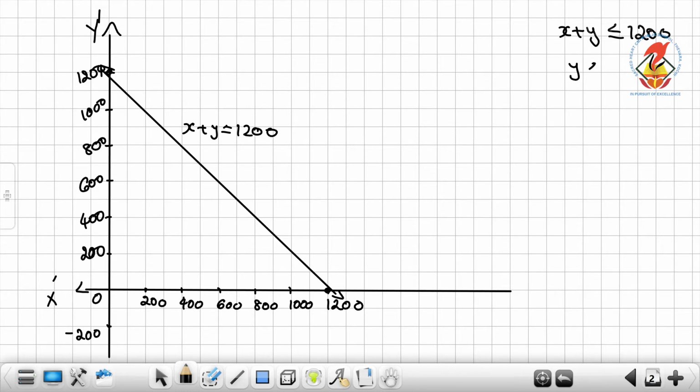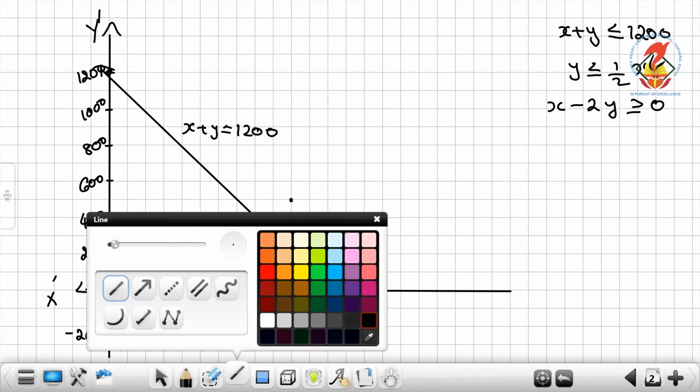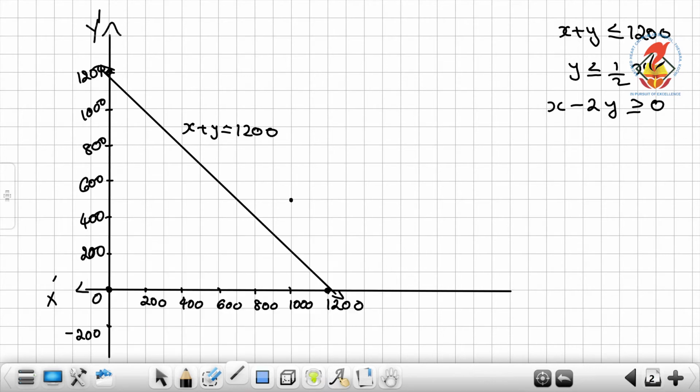Y less than or equal to 1 by 2 x, or x minus 2y is greater than or equal to 0. What are the points? One is origin, the other one 1000 and 500. 1000 and 500. 1500. Okay. Now, dot the line.